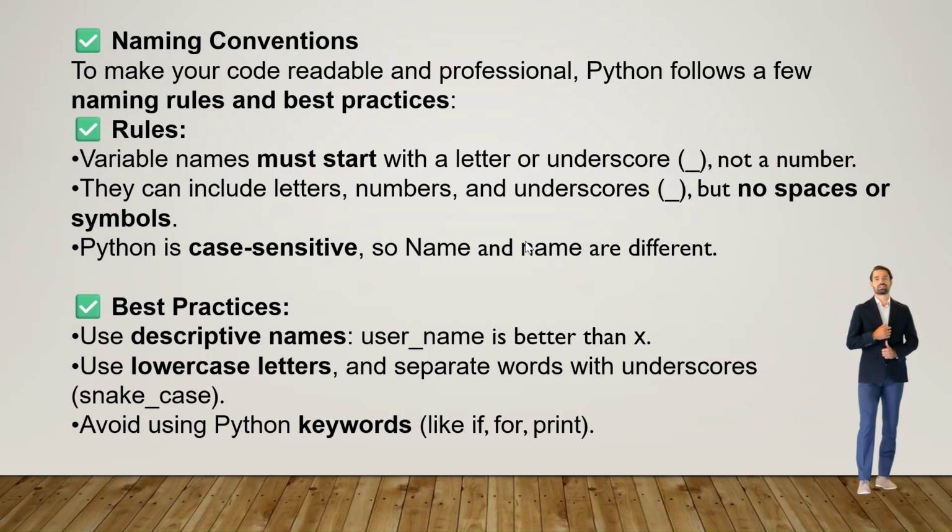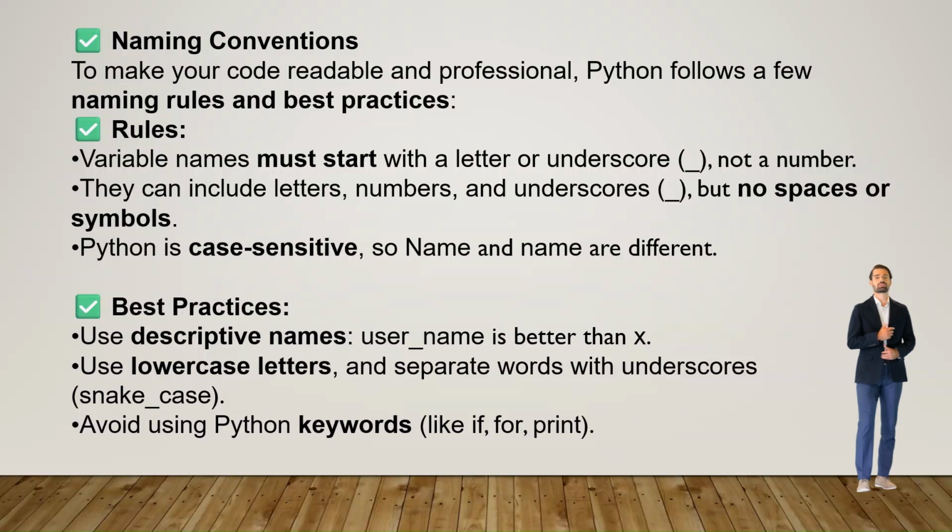To keep your code clean and easy to understand, use meaningful names. That is user underscore name. This is one of the examples. Instead of short words like a, x or y, use lowercase letters with underscores and also avoid using Python inbuilt keywords like if, for or print.